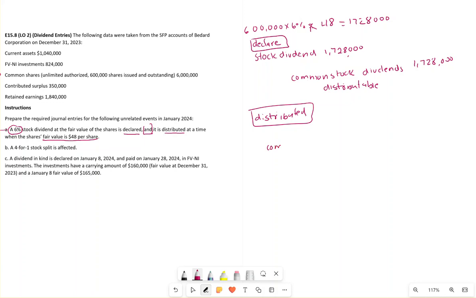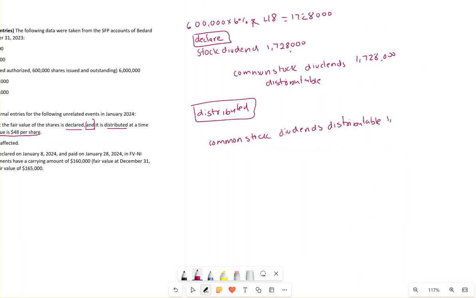So debit will be your common stock dividends distributable, credit will be my common shares.